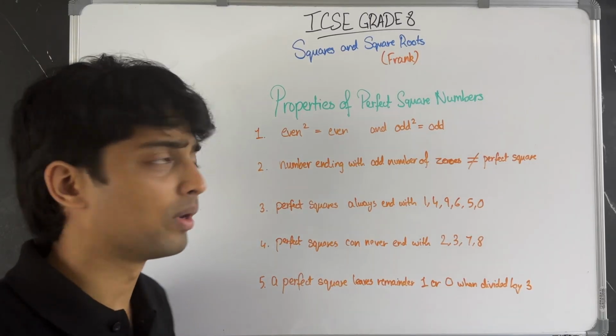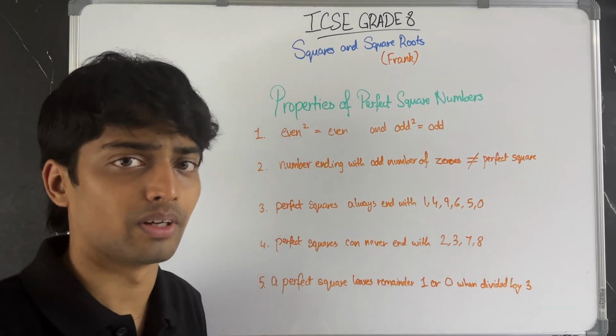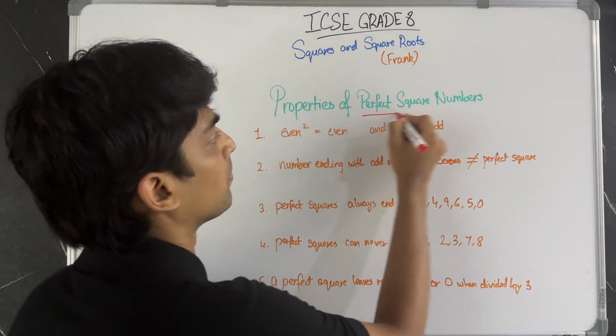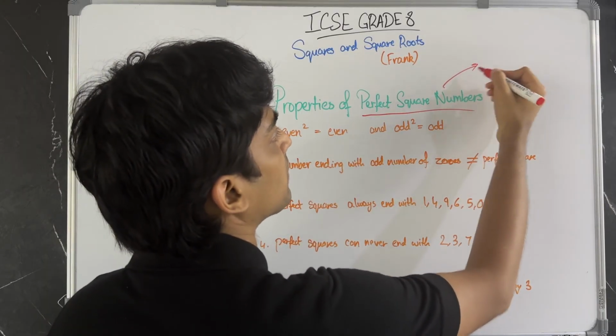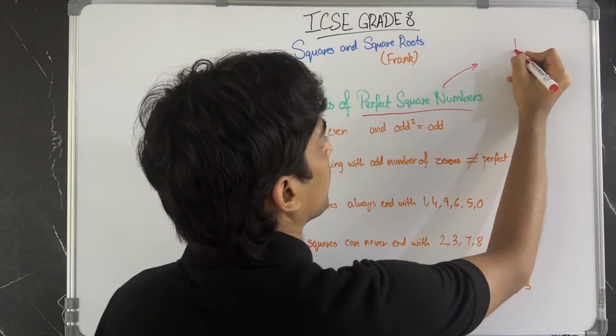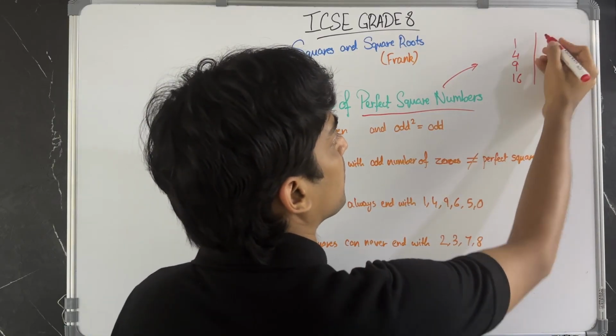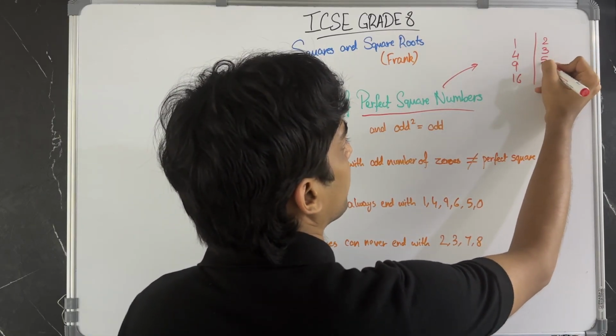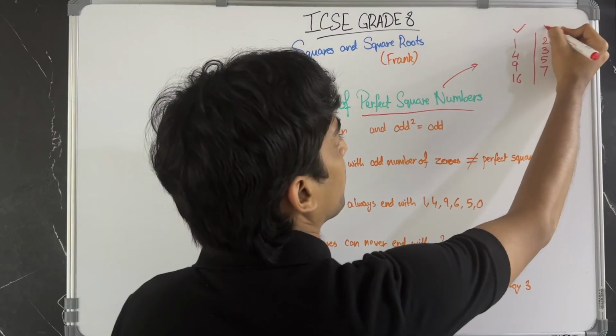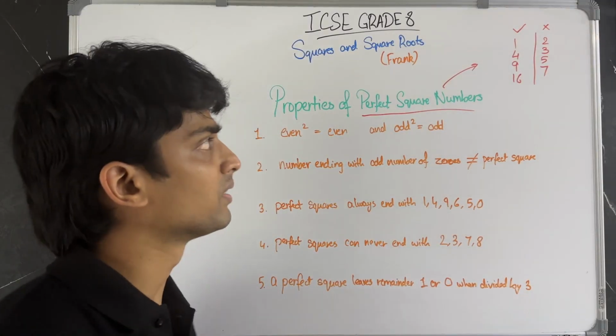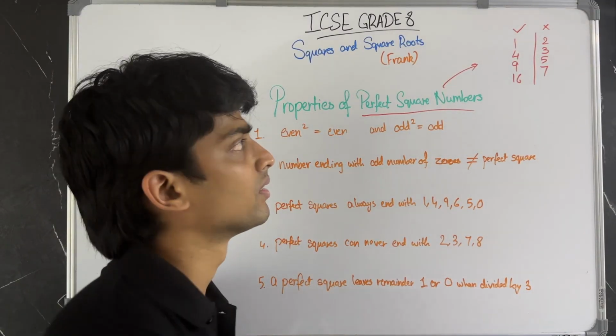Hello guys, today we are going to look at the properties of perfect square numbers. Now what is a perfect square number? So the perfect square numbers are 1, 4, 9, 16 and the other numbers like 2, 3, 5, 7 are not. These are perfect squares, these are not. Perfect square numbers are numbers whose square root is an integer.